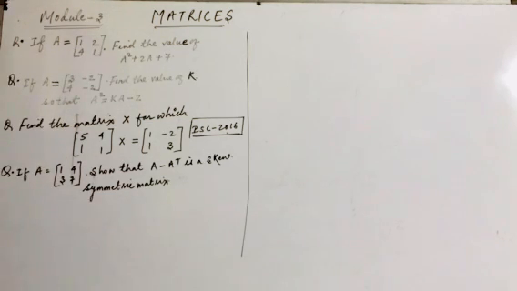In that, we have studied that the multiplication of matrices is possible only if the number of columns in the first matrix is equal to the number of rows in the second matrix. That is the condition. That means the number of columns in the first matrix should be equal to the number of rows in the second matrix. That is the condition for the multiplication of matrices.